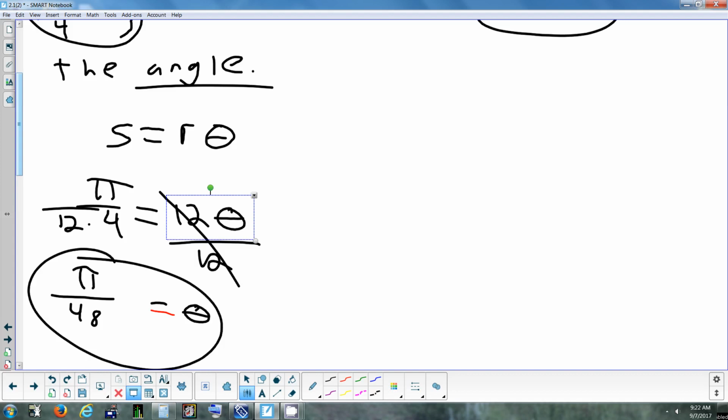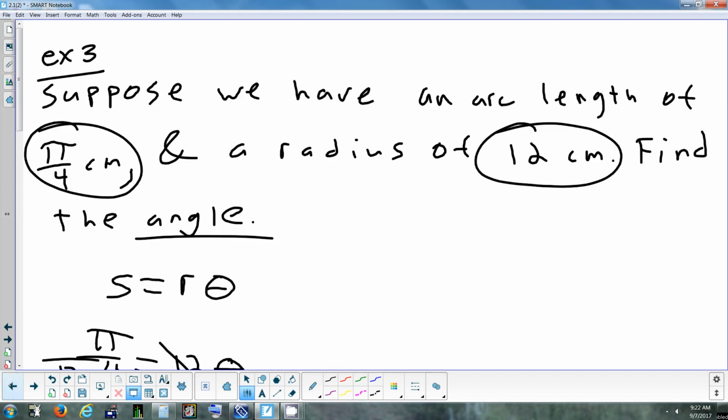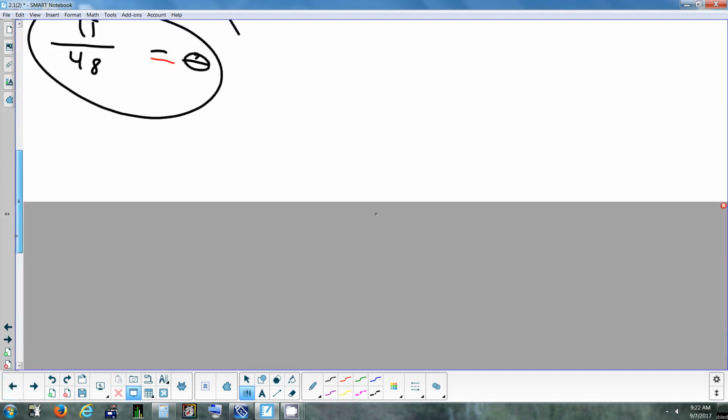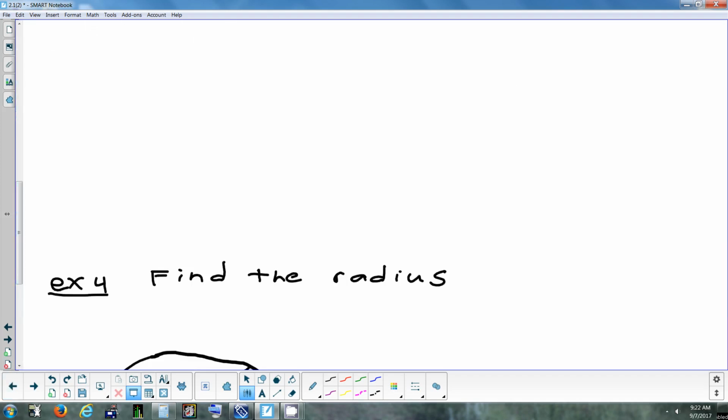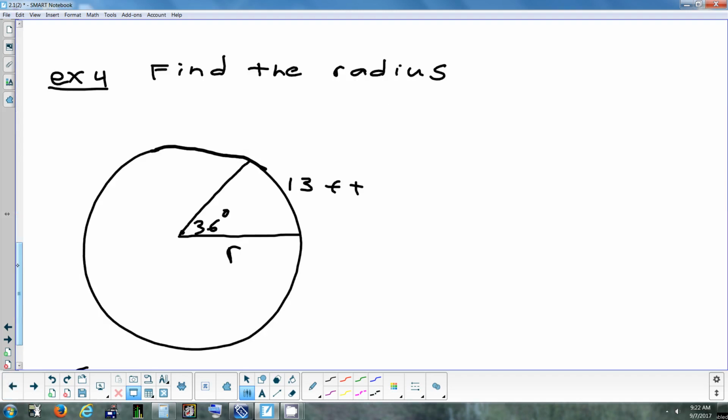Okay, so there's a problem where you're solving for the angle. So we've solved for the arc, we solved for the angle. Last one we're going to do is solve for the radius. Any questions on that one? Okay. Actually, I think I just have it down here. Okay, find the radius.